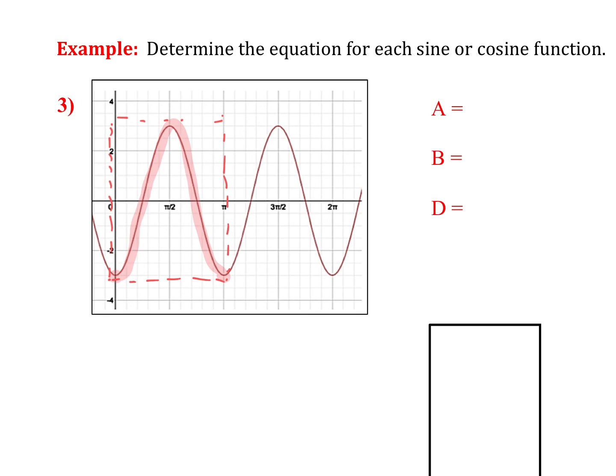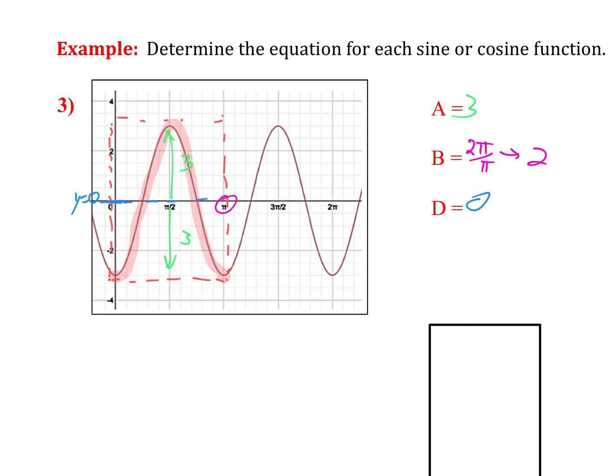Let's see. I can figure out the midline. Smack dab in the middle here. It looks like we have y equals 0, so that's going to be the d value. My amplitude, how far up or down do I go? That appears to be 3. That's the a value. My b value comes from the period. So 2 pi divided by the period, which is pi, in this case is 2.